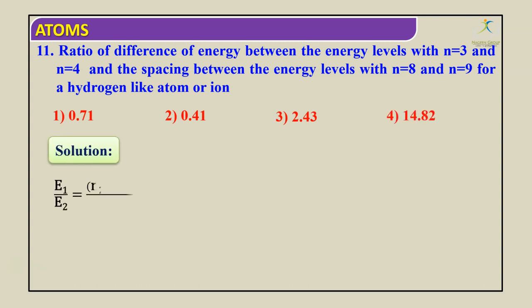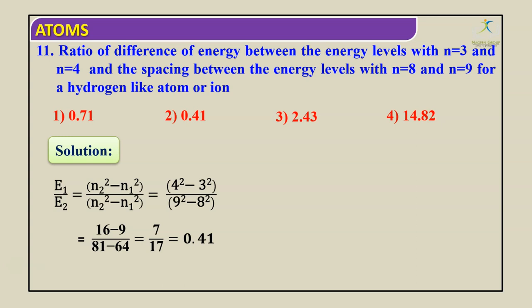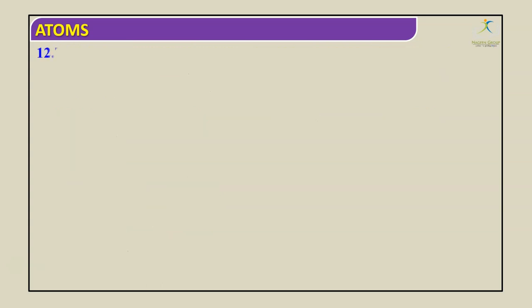Let's move with the solution part. So E1 by E2 equals (n2 square minus n1 square) by (n2 square minus n1 square). Again, just put all these values together and get the value 7 by 17. After solving, this value comes 0.41. That means the correct option is 2.